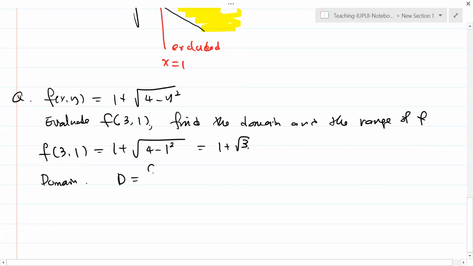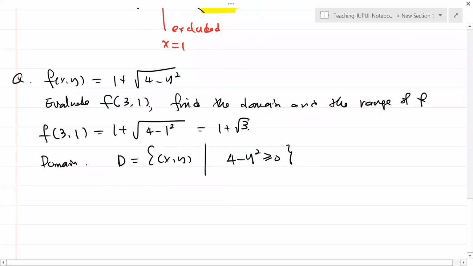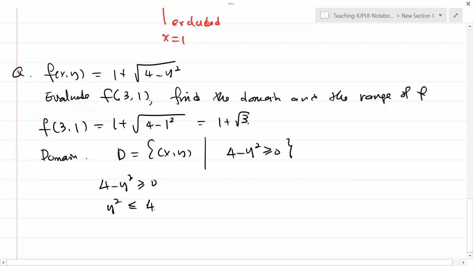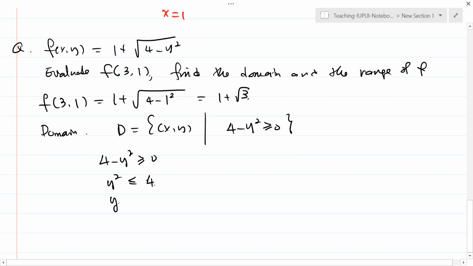So how to define the domain? Domain D is going to be the set of points such that this expression should be defined. And this expression is defined if and only if 4 minus y squared is greater than or equal to 0. So let's solve this inequality: 4 minus y squared greater than or equal to 0. So y squared is less than or equal to 4, right? Then for y, we have to be very careful. Solving this inequality gives the absolute value of y less than or equal to 2.